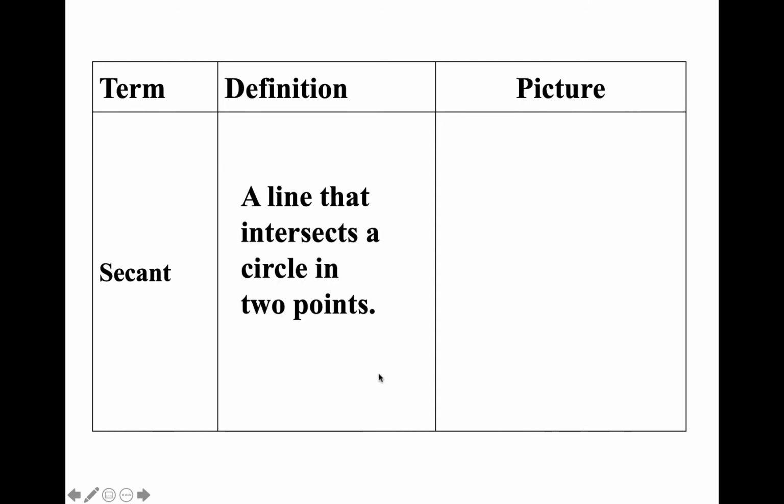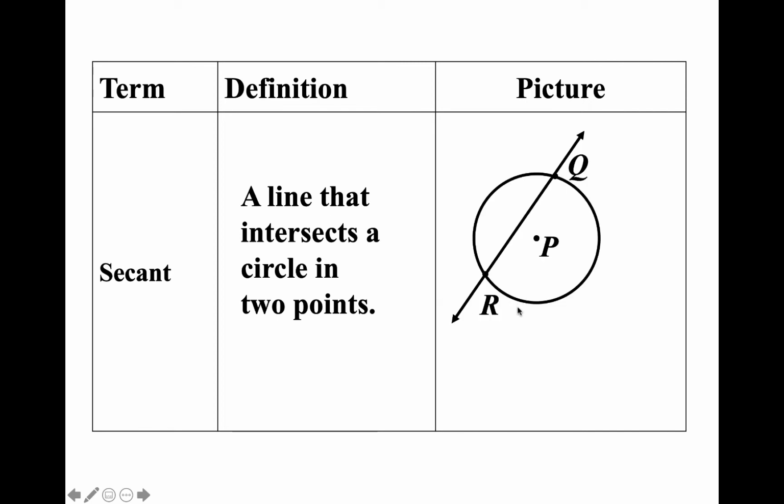A secant is a line that intersects a circle in 2 points. So if I have my circle here, this line is intersecting. Notice it's going through the circle and intersecting at 2 points. So this line would be line QR. Notice this time we have arrows.